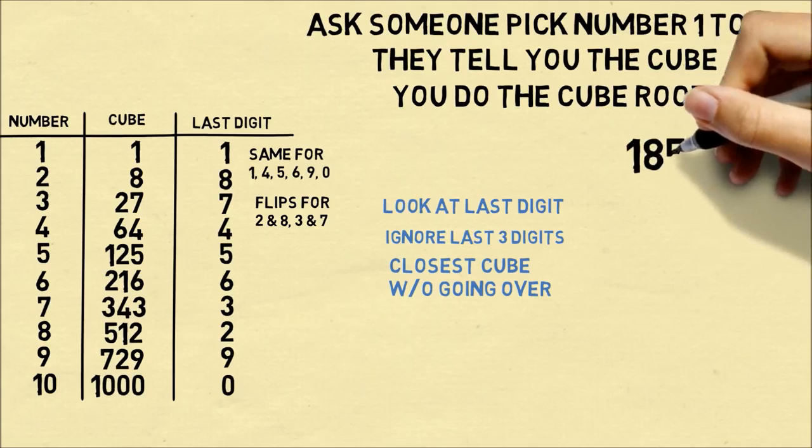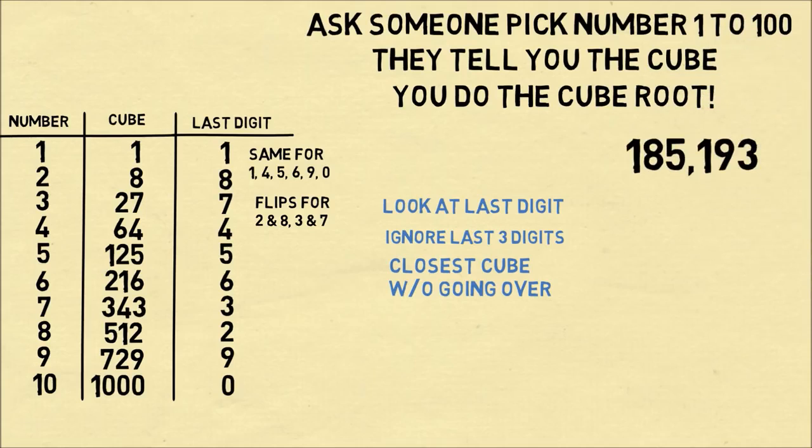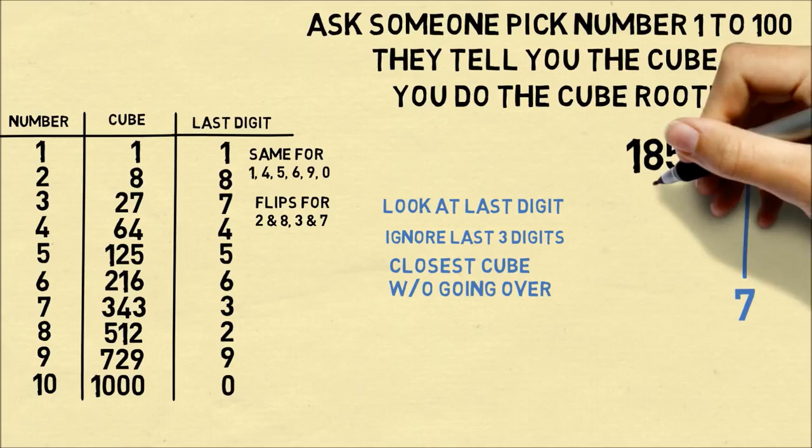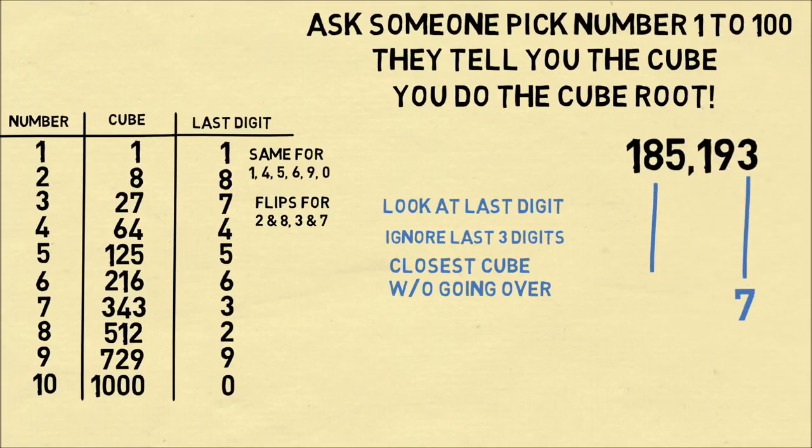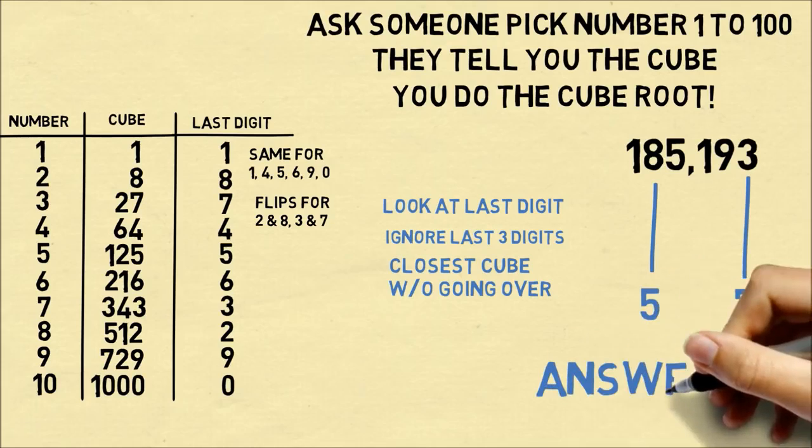Let's do another example. 185,193. We look at the last digit of 3. That corresponds to the number 7 because 3 and 7 flip. Then we ignore the last 3 digits and we look at 185, and that's closest to the cube of 5 without going over. So that gives us the answer of 57.